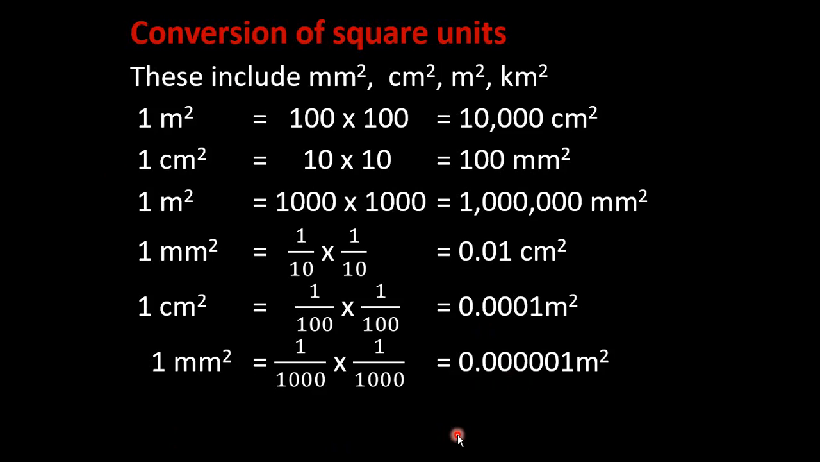But the point here is that we can always convert square units if we know the linear units. If you have the equivalence of the linear units, then getting the equivalence of the square units becomes easy. For example, I've already shown you that 1 meter is equivalent to 100 centimeters. So it implies that 1 meter times 1 meter is going to be 100 centimeters times 100 centimeters, which will give you 10,000 centimeters squared. So that's how you can get that. So 1 meter squared is equivalent to 10,000 centimeters squared.